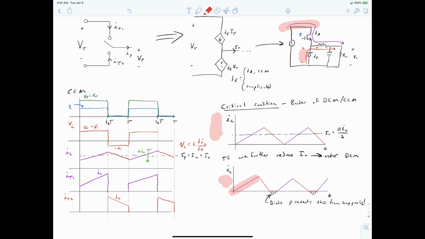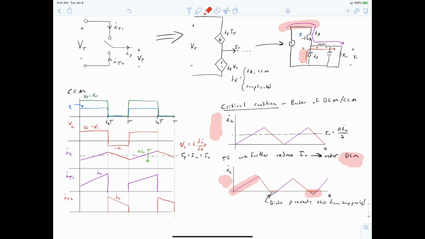Finally, we've sketched what our first guess of the discontinuous conduction mode is down here, where we've noted that our average output current has decreased to the point where our ripple calculations tell us that the inductor current should go negative for an interval of time, which we've shaded over here. But in fact, we've noticed that our diode prevents this from happening. So instead, our inductor current just stays at 0 amps for a portion of the switching interval. And this is what discontinuous conduction mode is.